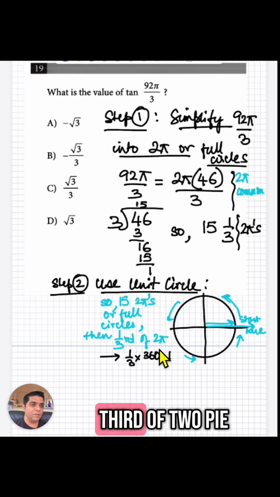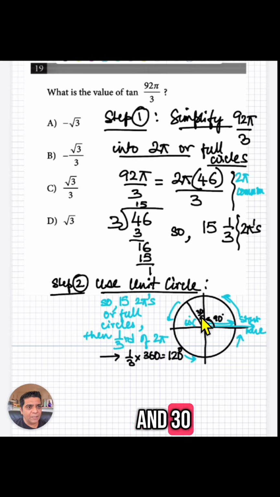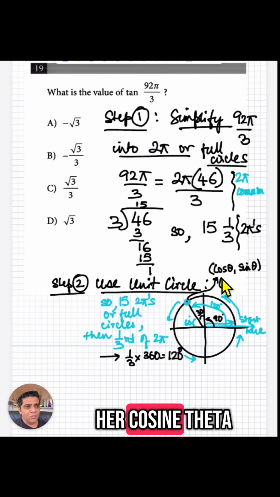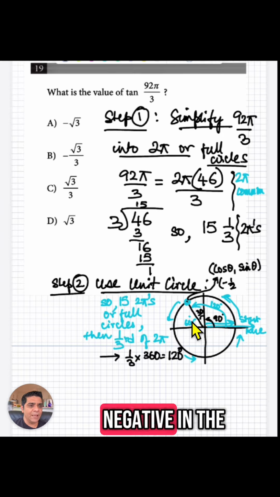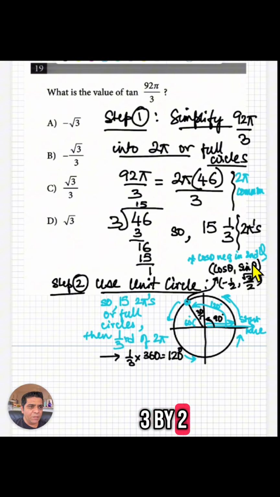1/3 of a full circle is 1/3 of 2 pi, which is 1/3 of 360, 120 degrees. So that's 90 and 30. So we'll go to 120 degrees here, which has the co-terminal reference angle of 60 degrees right here. So let's write our cosine theta and sine theta. We know cosine is negative in the second quadrant, so it's negative half, and root 3 by 2 is sine theta.